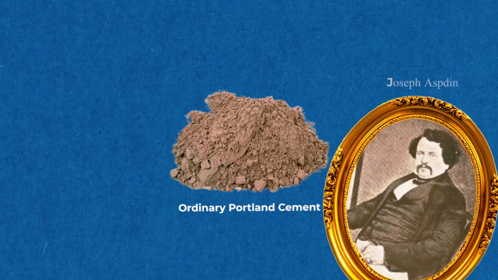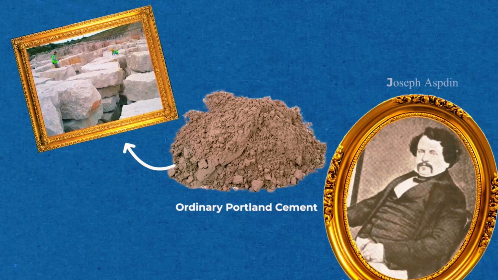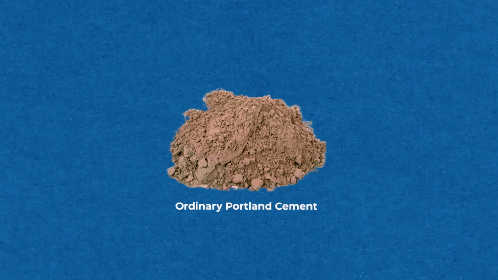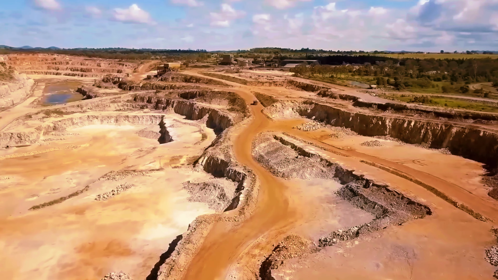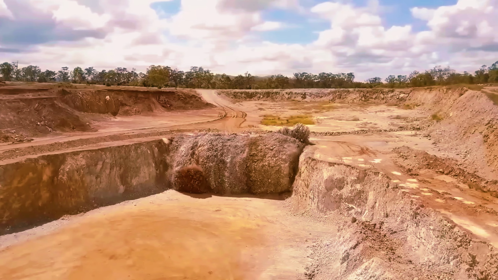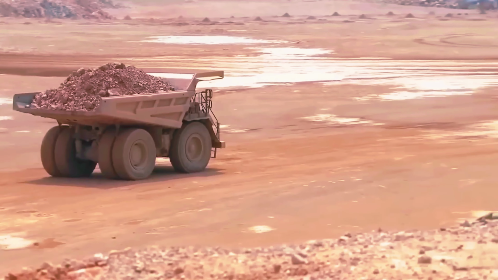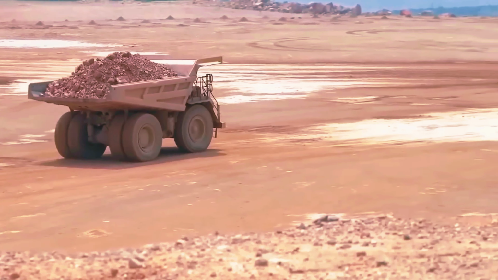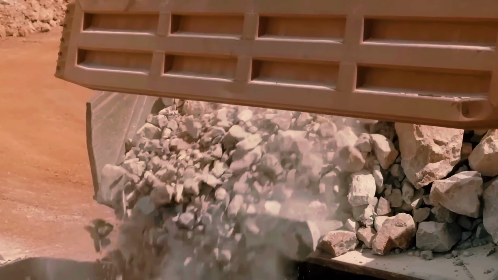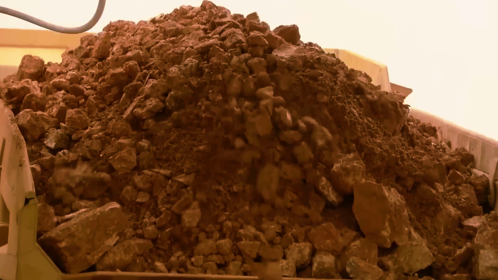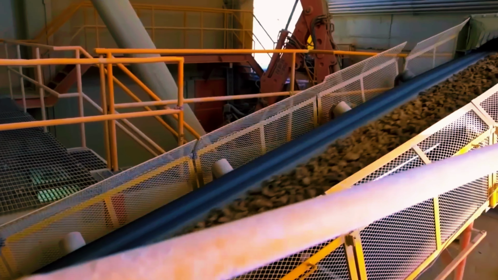It was named by its inventor as such because its color resembled the stone quarried on the Isle of Portland in Dorset, England. The primary raw materials used in cement production are limestone and clay. They are typically obtained from quarries by blasting or using heavy machinery to extract them from the earth's crust. The extracted materials are transported to the crushing plant, where they are crushed into smaller pieces. The crushed limestone and clay are then mixed in appropriate proportions to form a raw meal.